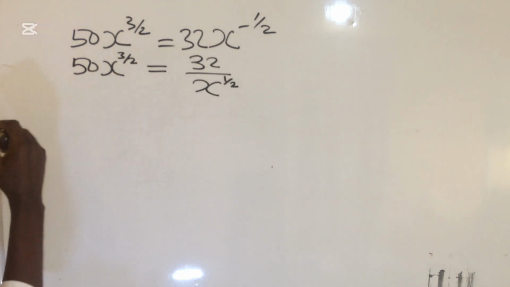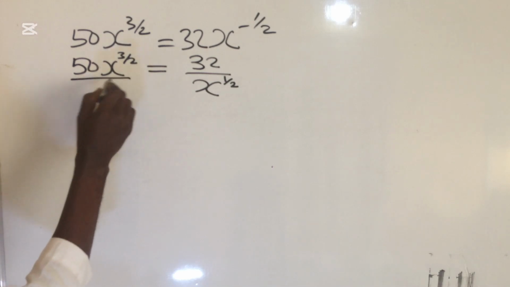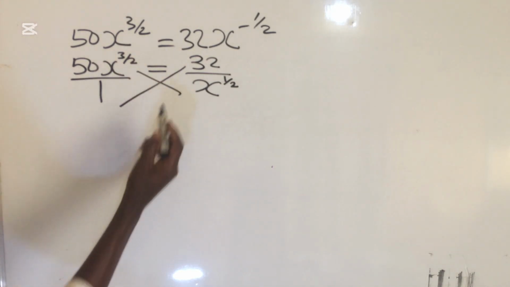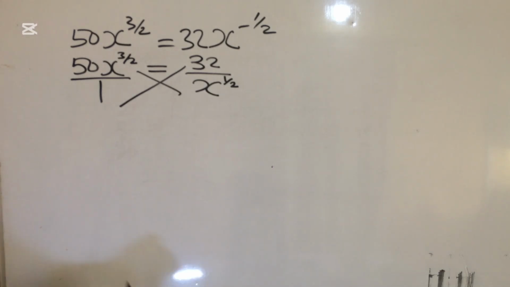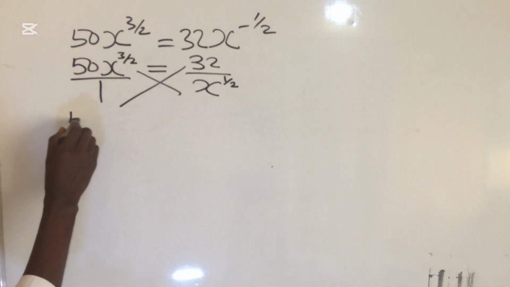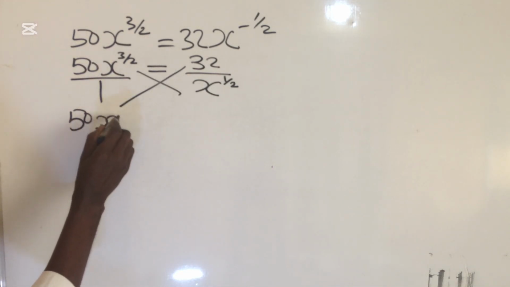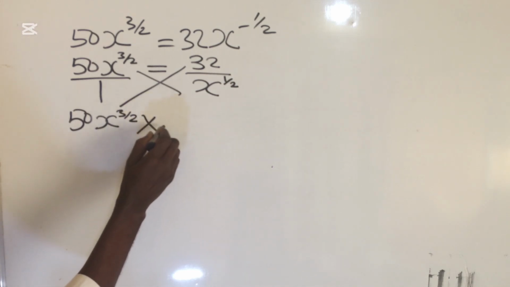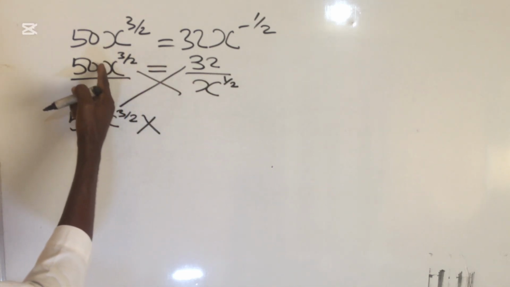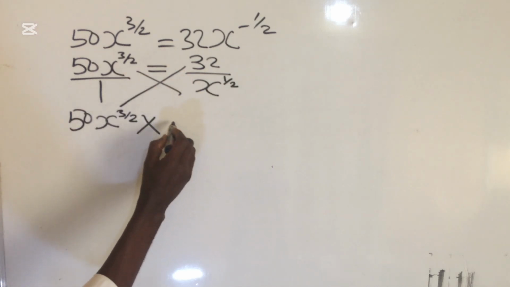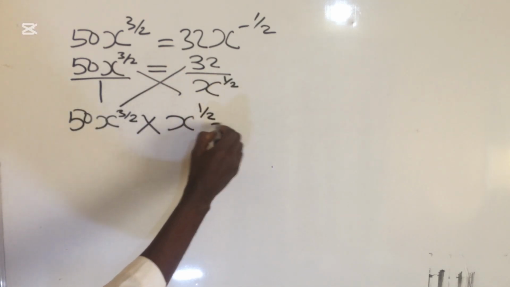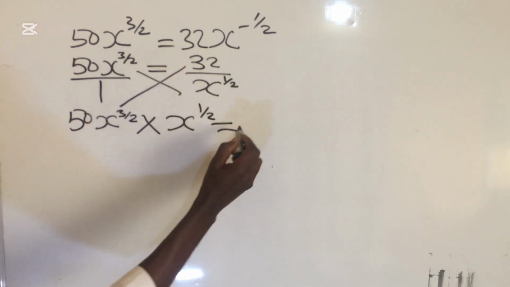Now cross multiplying, we have here all over 1. We now cross multiply, which we will now have 50x raised to the power 3 over 2 times this x, because this one up here will times the one down here, times x raised to the power 1 over 2 equals 1 times 32.